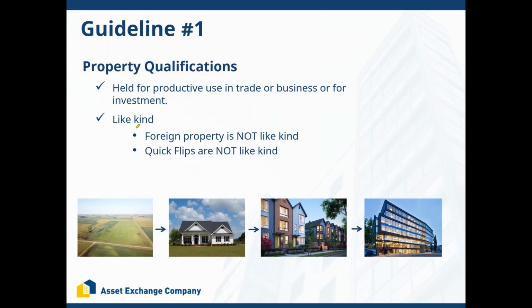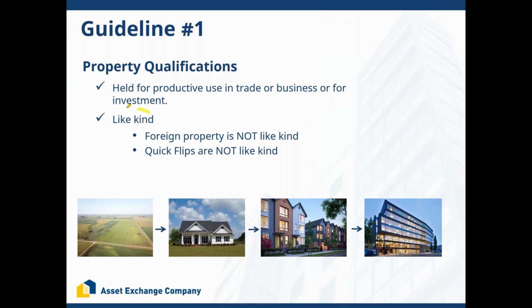Now, the tax code also stipulates that properties involved in a 1031 exchange must be like kind. And that can be a source of confusion for a lot of my clients. Some of my clients will think, well, geez, if I sell a 2-unit building, do I have to go out and buy another 2-unit building so that it's like kind? The answer is no, you don't.